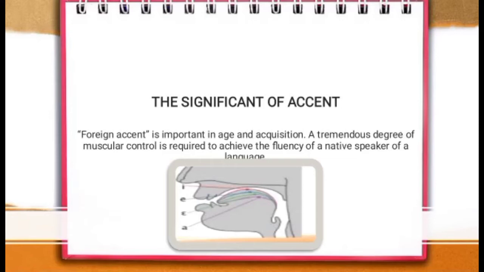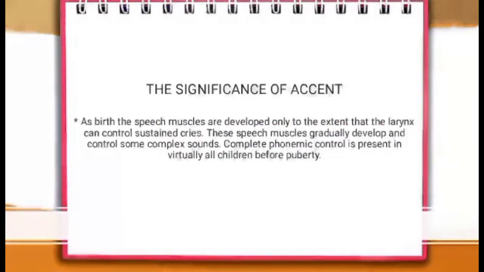Okay, as we go to the other definition. At birth, the speech muscles are developed only to the extent that the larynx can control sustained cries. These speech muscles gradually develop and control some complex sounds. Complete phonemic control is present in virtually all children before puberty.